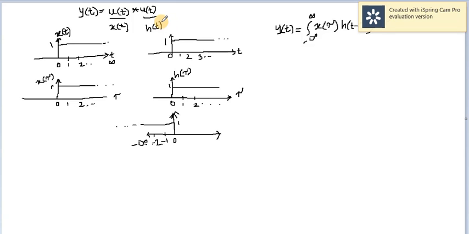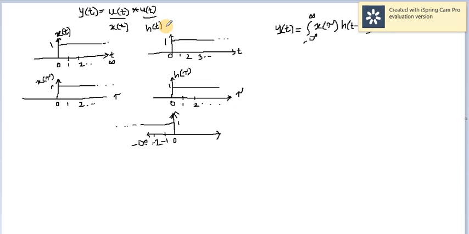Let's learn the continuous time convolution of two signals. And to understand the process of convolution, this is an easiest problem. So let's do the convolution of u of t signal with u of t itself. So identify one as x of t and the other one as h of t.